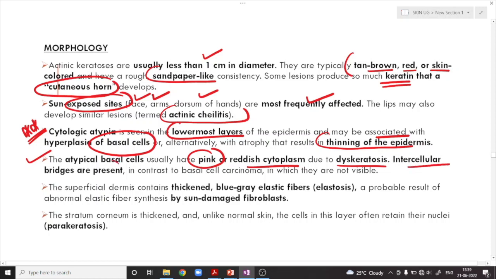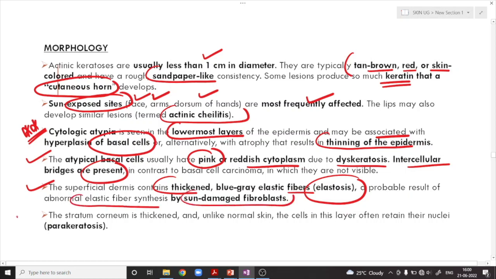Intercellular bridges are also present, in contrast to basal cell carcinoma, in which they are not visible. So this way you can differentiate actinic keratosis from basal cell carcinoma. Now, the superficial dermis contains very thick bluish gray elastic fibers. So there is a lot of elastosis, and this occurs because of abnormal elastic fiber synthesis by sun damaged fibroblasts. The stratum corneum is quite thick, and unlike normal skin, the cells in this layer often retain their nucleus, so you might see parakeratosis.